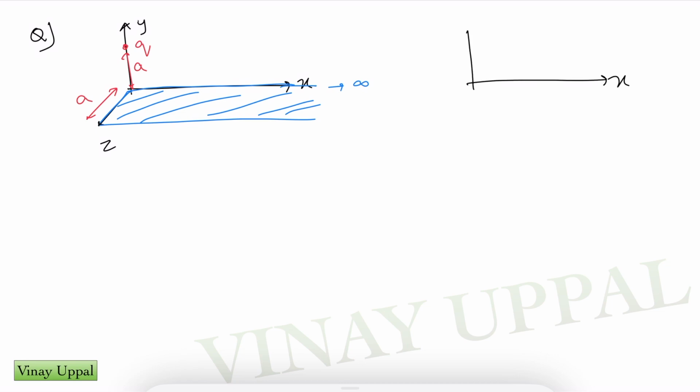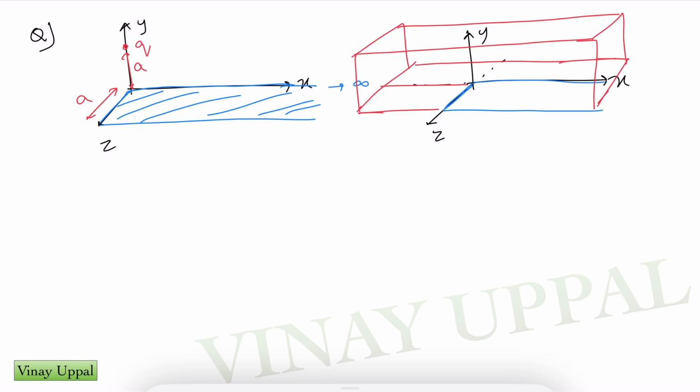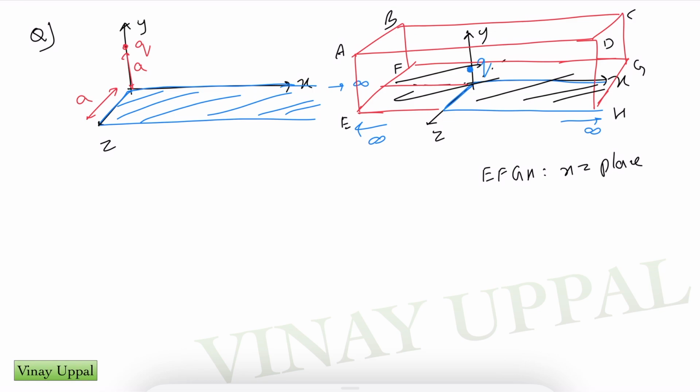So I have my x-axis here, z, y. Let me form a cuboid, and my charge is kept symmetrically here. So this cuboid is going to infinity on both sides, and you should be able to see. Let me just label the corners A, B, C, D, E, F, G, H. So you should be able to see that E, F, G, H is in the xz plane. This entire thing is in the xz plane.